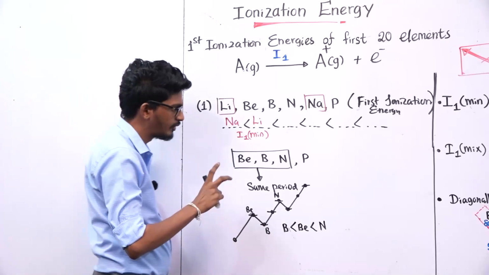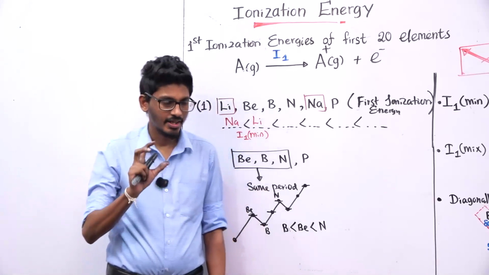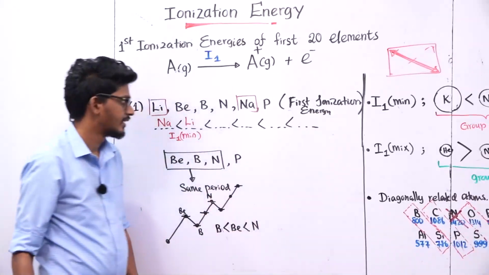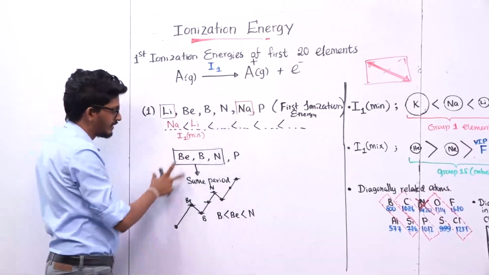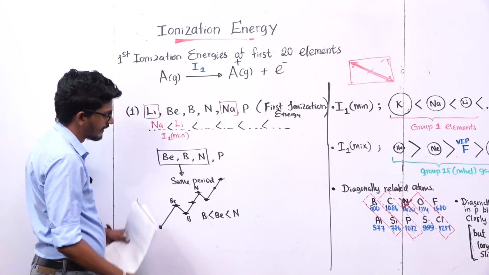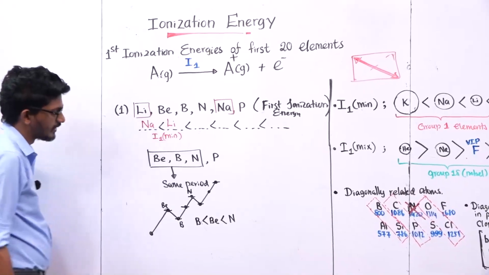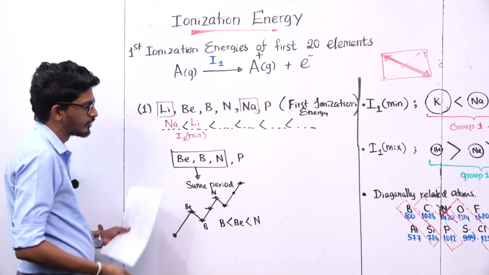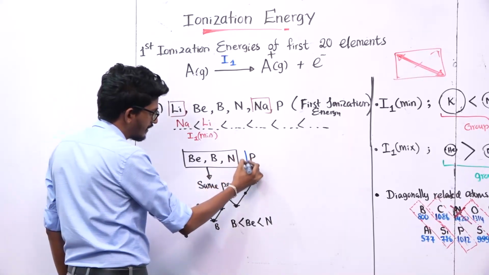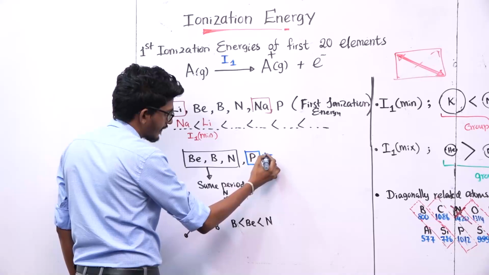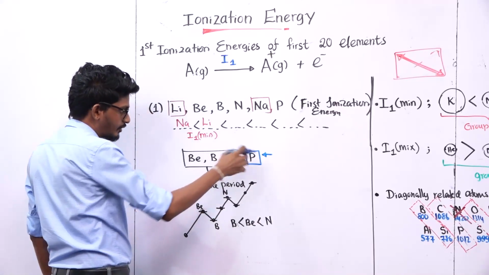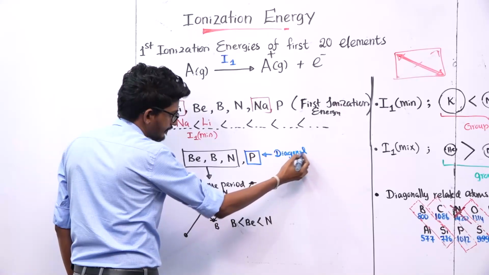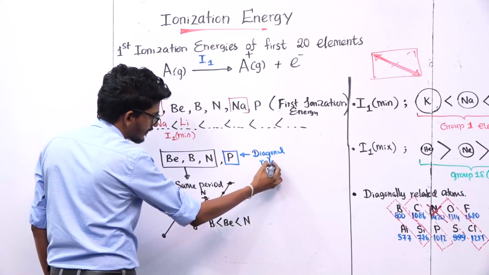So that is how we solve a question. First come up with the minimums and maximums, then look for the elements in the same period to come up with the zigzag. Then we have to locate the remaining ones with the use of the diagonal relationship. You can use the diagonal relationship to locate this.